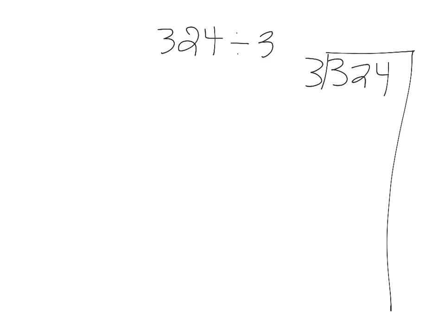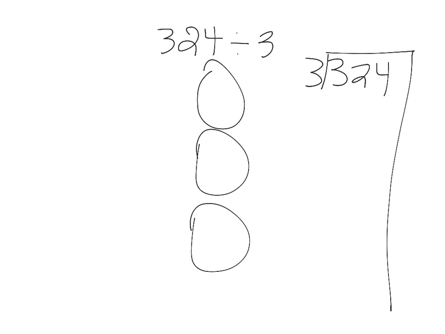Alright, now the other day in class, we looked at making our groups. So our divisor tells us how many groups we're going to have. So our divisor is 3. So that means we're going to need to have 3 groups. And then our dividend, or the number inside the den, is the dividend. And it is 324. And that is how many we need to split equally into our 3 groups.